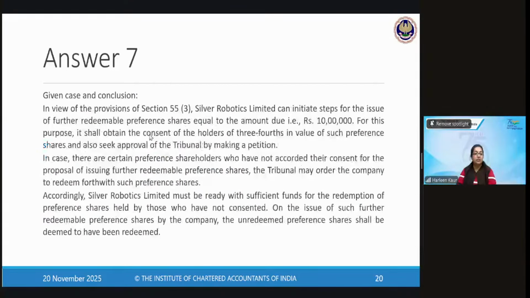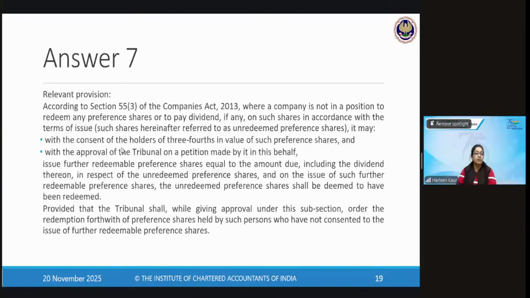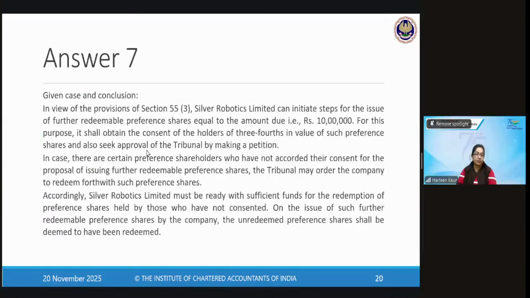The only thing is, the conclusion is very simple, but the consent has to be written. So you say that Silver Robotics can initiate the steps for the issue equal to the amount, that is rupees 10 lakhs. For this purpose, it will take the consent of 3/4 of the value of shares. You have to write the same things. The same thing that is in the provision has to be a part of the conclusion, but the way of expressing yourself is important.